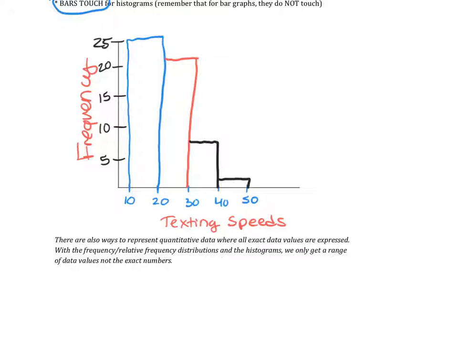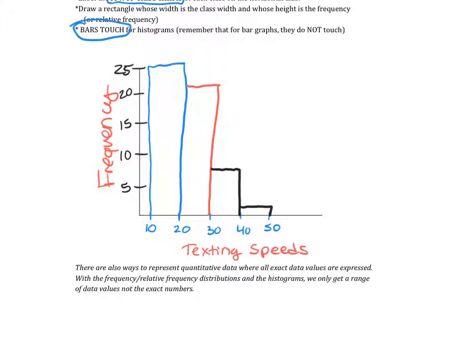The height is how many data values were in that width. So our labels down here, again, you only use the lower class limits to label. So the label goes with the bar that's to the right. So this is the 10 to 19.9, and then 20 to 29.9, 30 to 39.9. Okay. So again, the height tells you, so like here, when this one goes to 25, this is telling you that 25 people texted from 10 to 19.9 seconds.